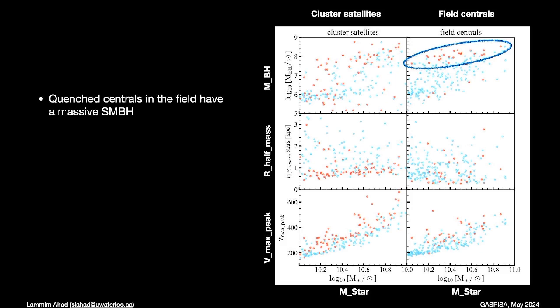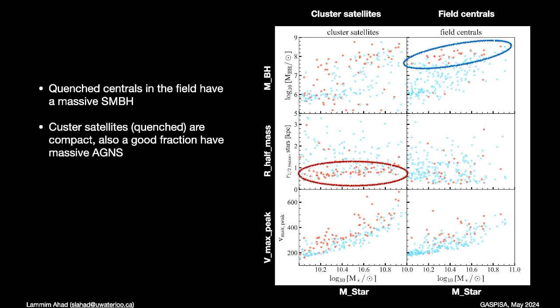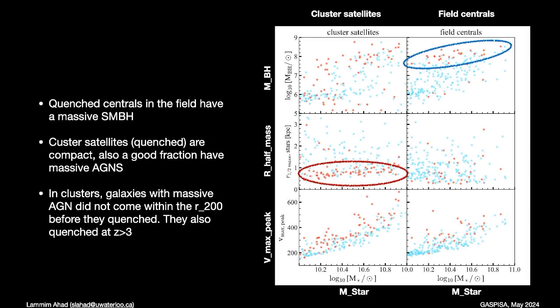So great, AGNs. For cluster satellites, although there's a good fraction of them, about 60%, that also have massive AGN, most of them really are very compact. And also for clusters, these massive galaxies that have very massive AGNs, we found that they did not really come close to the R200 of the cluster before they quenched. So they definitely quenched quite early on. Is this because of intrinsic quenching, or because of pre-processing? We really didn't get into that, but that's something we'd like to look at next.